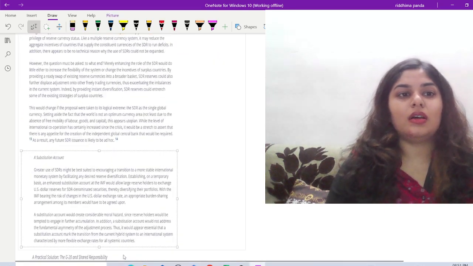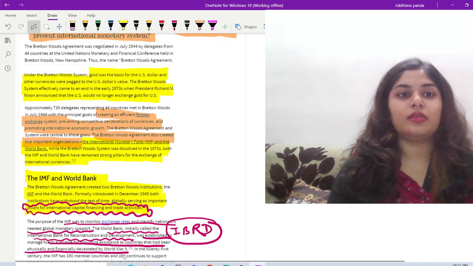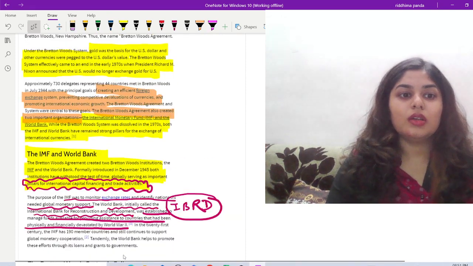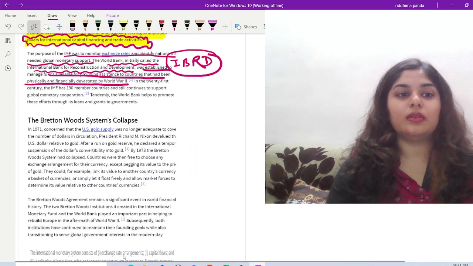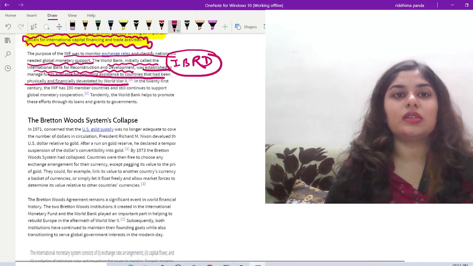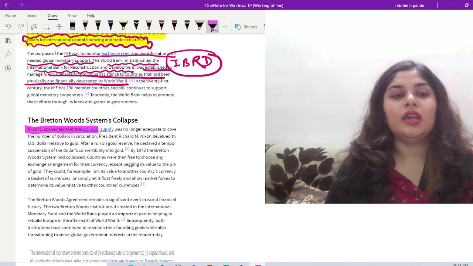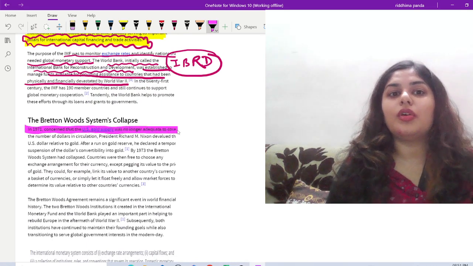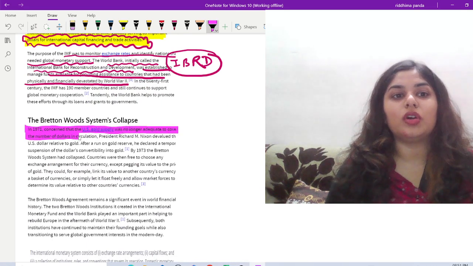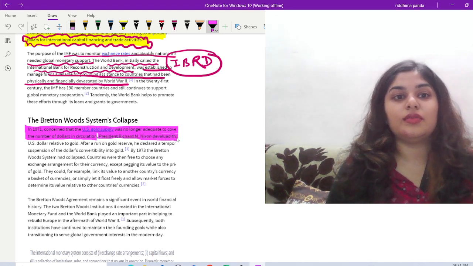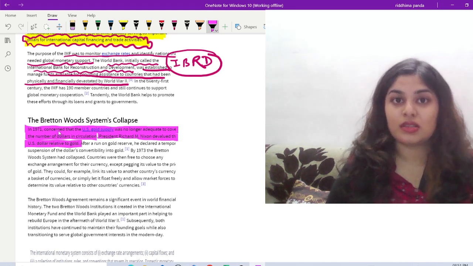Now let us try to understand the reason behind the collapse of Bretton Woods. In 1971, there was concern that the US gold supply was no longer adequate to cover the number of dollars in circulation. So President Richard Nixon devalued the US dollar relative to gold. This was one drastic step that was taken by the president at that time.